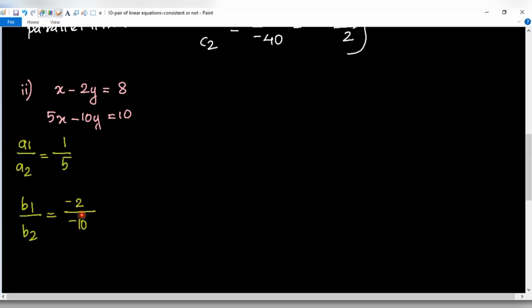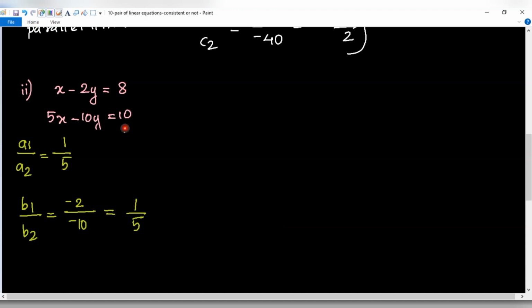2 and 10, we can cut, right? We can cut them, and negative by negative means the final answer will be positive. So when we divide both 2 and 10 by 2, what we get is 1 by 5. 10 divided by 2 is 5. See, negative by negative, positive.